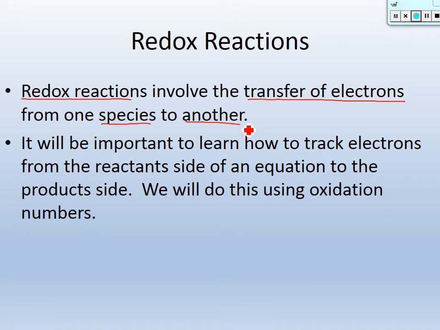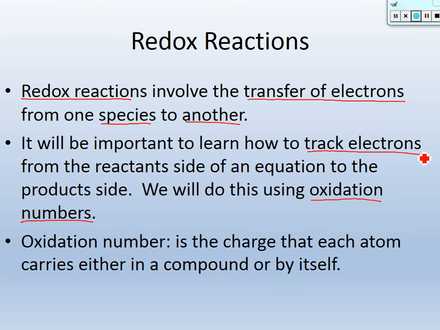So it will be important to learn how to track electrons from the reactant side of the equation to the product side. We will do this using oxidation numbers. Okay, so it's just a way to track electrons from the reactant side to the product side. And we call it oxidation numbers. And it's really not too bad, but I would ask that you pay special close attention as we go through this. It's not bad, but there's a few tricks.